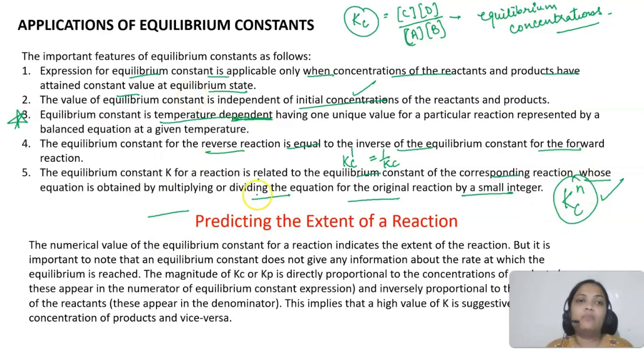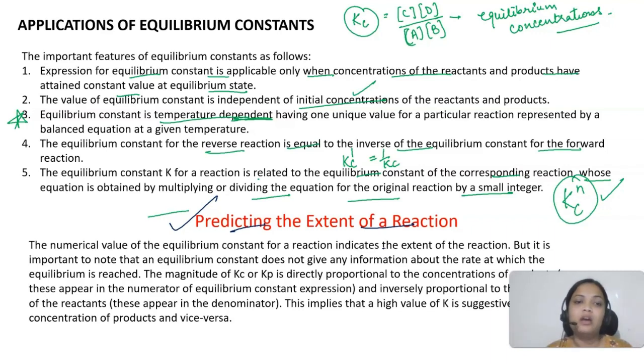Now if I talk about the applications, the first application is that the equilibrium constant value helps us to predict the extent of reaction. Now how can we predict the extent of reaction? See, basically we are not getting any information about the rate at which equilibrium is reached, whether equilibrium will be attained quickly or late. That is what we do not get to know from the equilibrium constant.